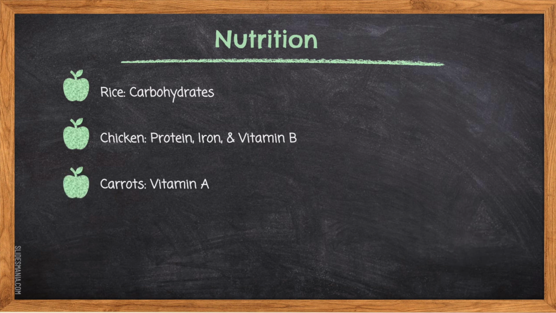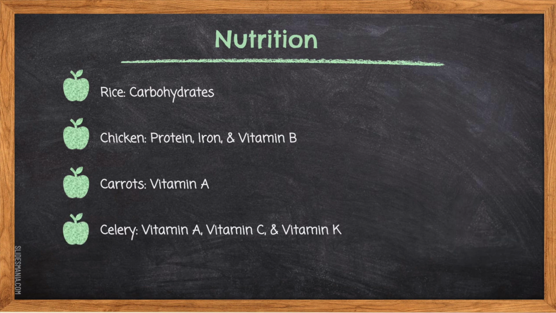Carrots, vitamin A. Vitamin A is needed for normal growth and formations of bones and teeth, for maintaining normal vision, resisting infection by keeping your skin and lining layer of your body healthy. Celery, vitamin A, vitamin C, and vitamin K.